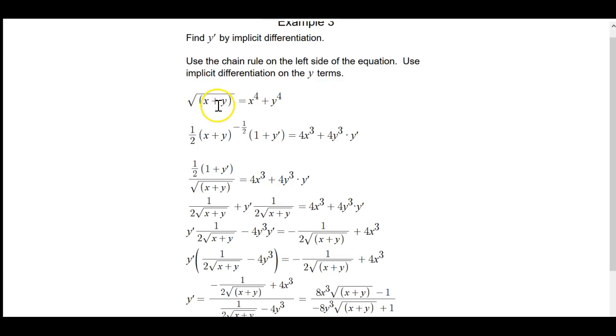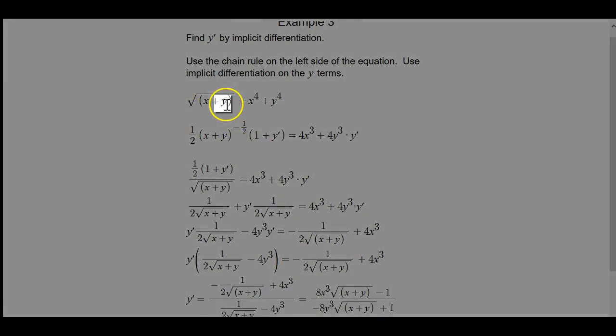on the left side of the equation. So my outside function is this power function with the power of 1/2. So here's my derivative of the outside evaluated at the inside, times the derivative of the inside function. Now I differentiate term by term inside here. The derivative of x is just 1. The derivative of y is simply y prime. If you think about it, that's really y to the first power.